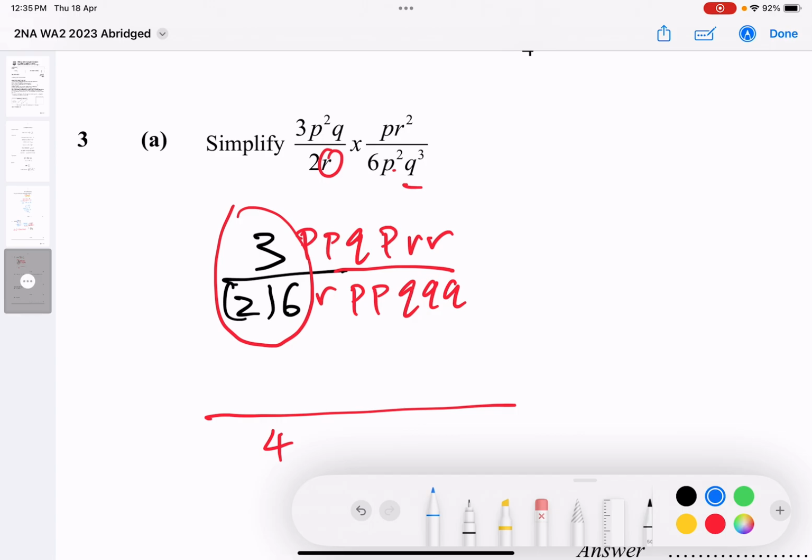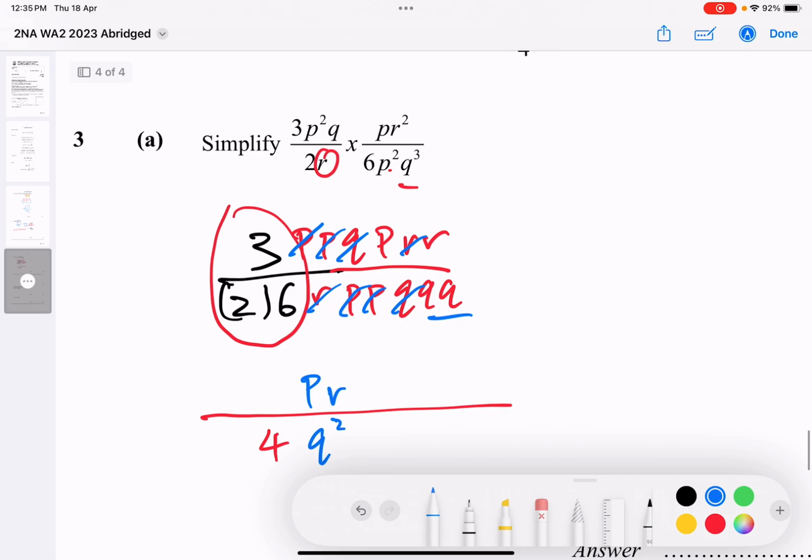Then how about the alphabets? Let's cancel. I got 1 P here, 1 P here, 1 P here, 1 P here, 1 R, and I got 1 Q here. So my final answer on top is just P times R. At the bottom there is 2Q, Q squared, 4Q squared. So this is my final answer like that. Just cancel only. When it's simplification, just cancel. Don't need to put a 1, because 1 times anything is just PR. We never put 1 in front of the X. Don't need to put the 1 in front of the PR.